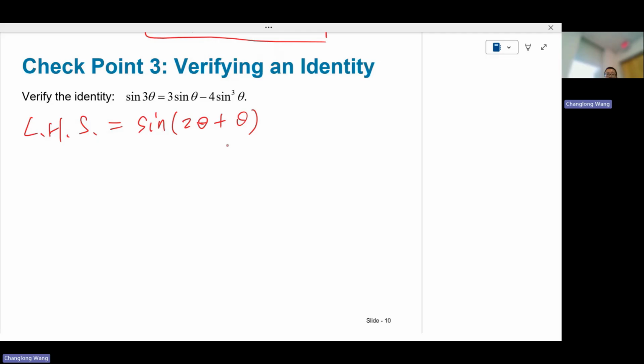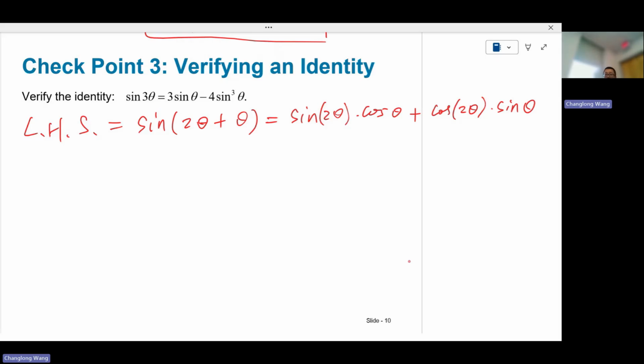And you probably see why, since we have the tool to break up the sum of two angles, right? We also have the tool to deal with 2 theta, right? Double angle. So sine of the sum of two angles takes the form of sine of the first angle times cosine of the second angle plus cosine 2 theta times sine theta.